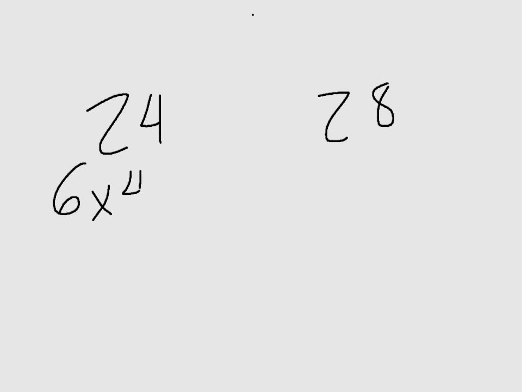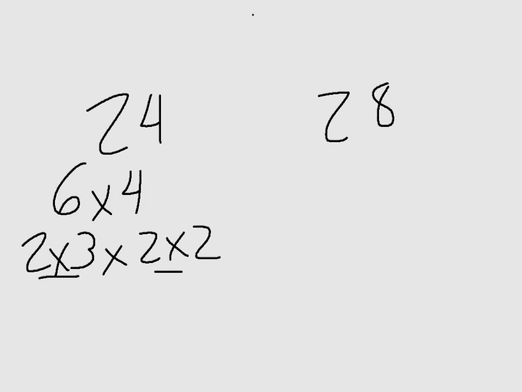Does it matter what factor pair I start with? No, I can do all of them, because they all should turn out to be the same thing. So 6 times 4 turns into 2 times 3 times 2 times 2, because 6 is 2 times 3, and 4 is 2 times 2. Then I just need to write these in order, and I'm going to leave them in expanded form of 2 times 2 times 2 times 3. And I'm going to leave it there.